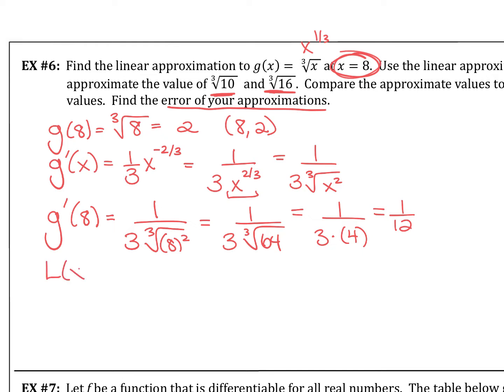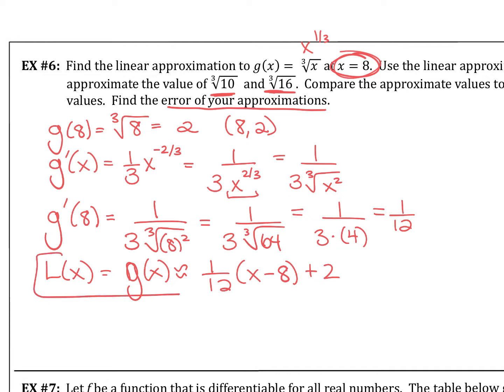So my linearization equation, L of x, is an approximation for g of x. So I'm going to say L of x equals g of x approximately, and that's 1/12 times x minus 8 plus 2. Right, here's our linearization equation. It's an approximation for g of x. The linearization equation is 1/12 times x minus 8 plus 2.